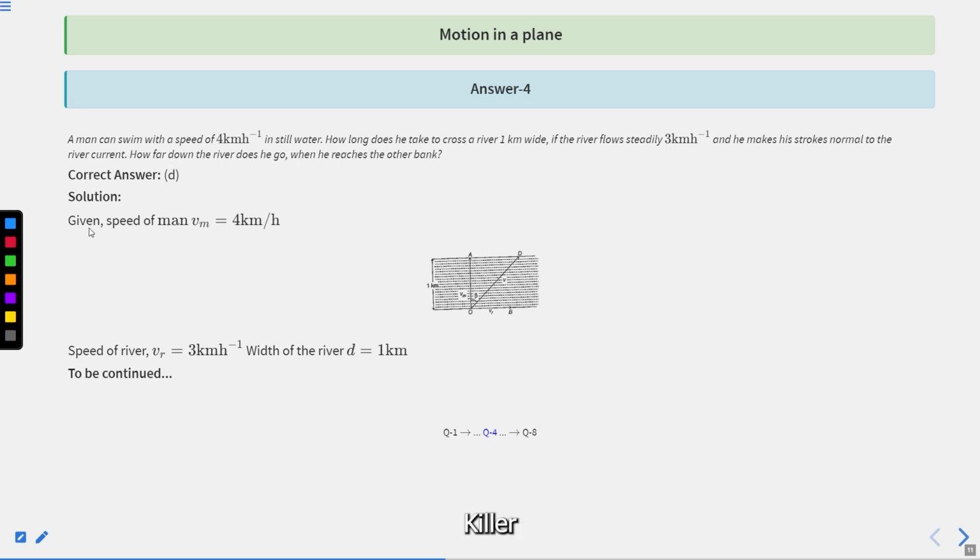Clear? The solution: given speed of man Vm is equal to 4 km per hour. This is given. Speed of river Vr is equal to 3 km per hour. Width of the river D is 1 kilometer. This is the D, 1 kilometer. And speed of the river is 3 kilometer per hour. Clear?